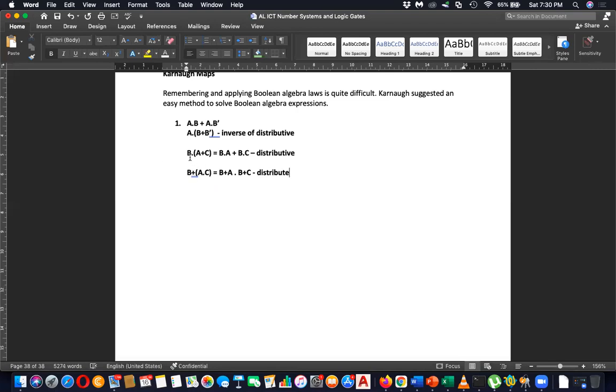So in logic, basically you distribute to the input and the logic both. Here, input and the logic.